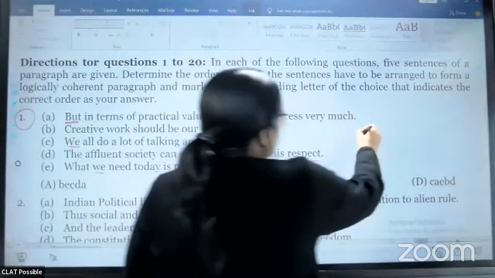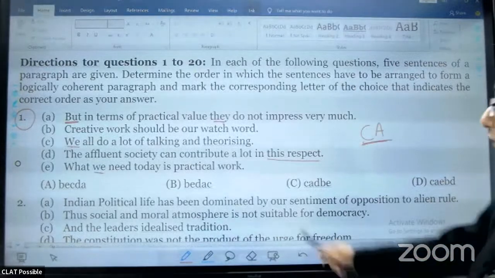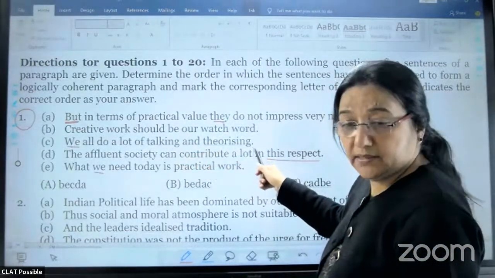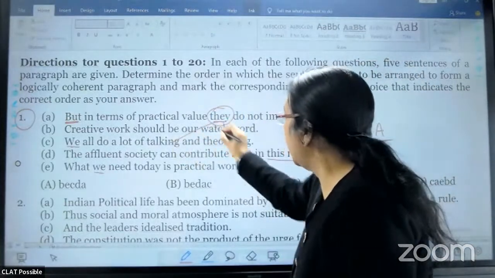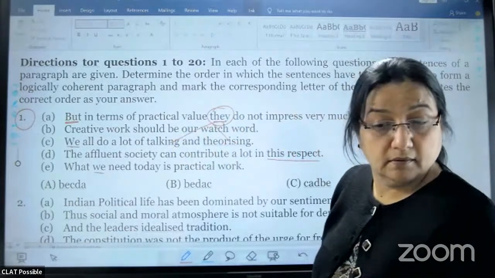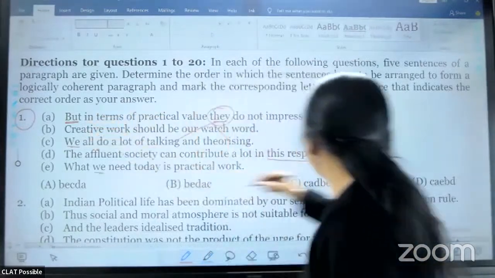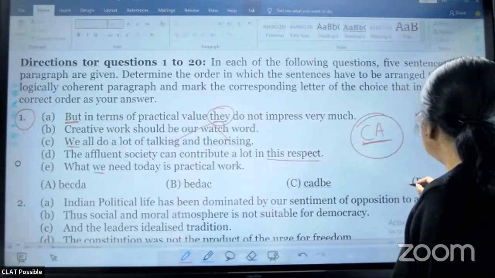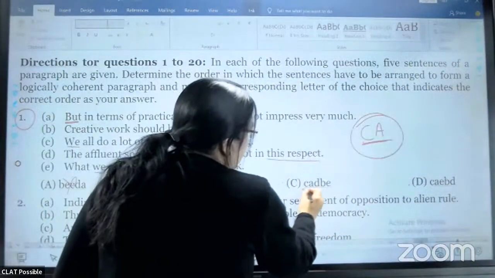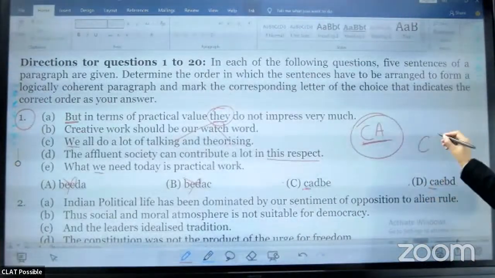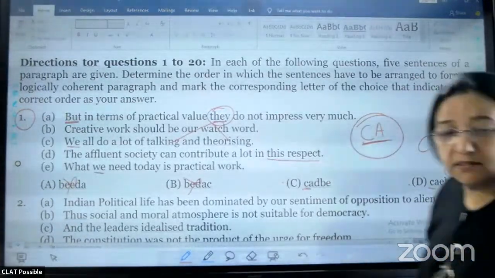A CA pair is for sure going to exist. All of you check the CA pair. We do a lot of talking and theory, but in terms of practical, see the contrast, CA has to be there. CA is here, it's not here. My life is solved because CA both are there. Now I only have to check whether D follows A or whether E follows A. And here my answer will come.